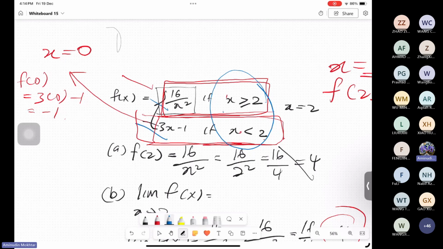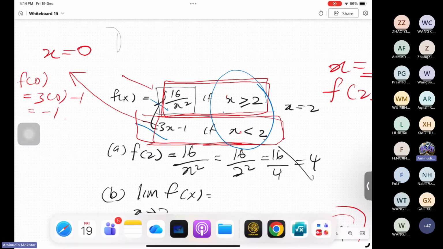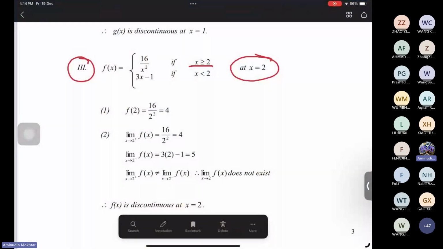Okay, that's how to determine whether the function is continuous or not continuous at the given point of x. Okay, the next one. Please refer to the note.